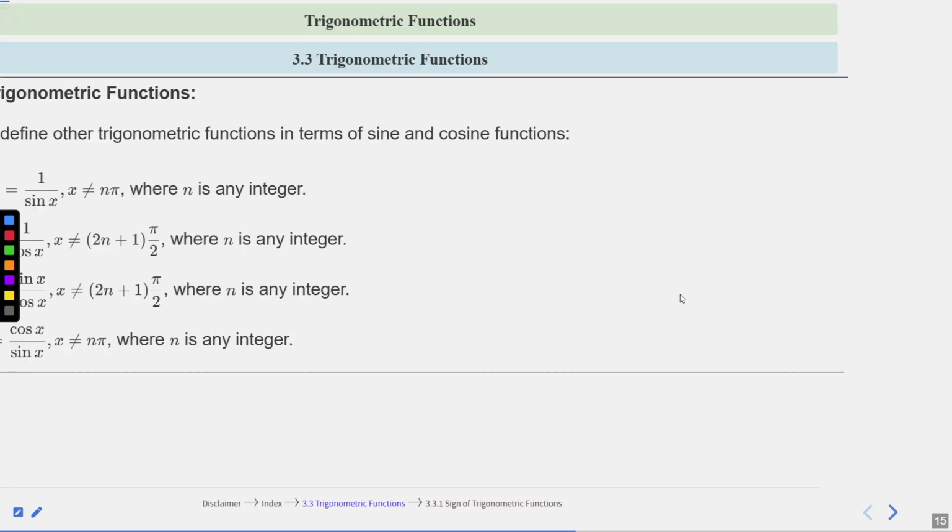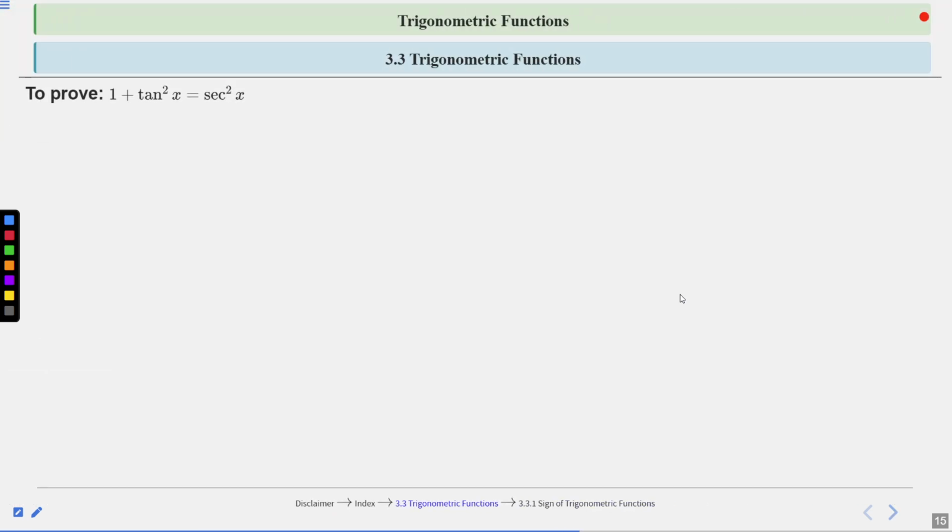Okay, let's move to the next slide. Now we have to basically prove that 1 plus tan square x is equal to sec square x, right? So this is basically the hint. Let us see now. We know that tan x is equal to sin x upon cos x and sec x is equal to 1 upon cos x, right?